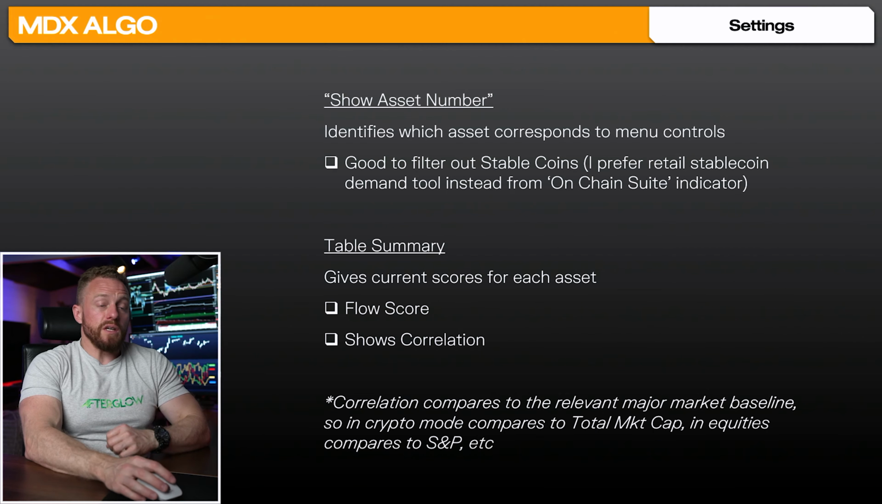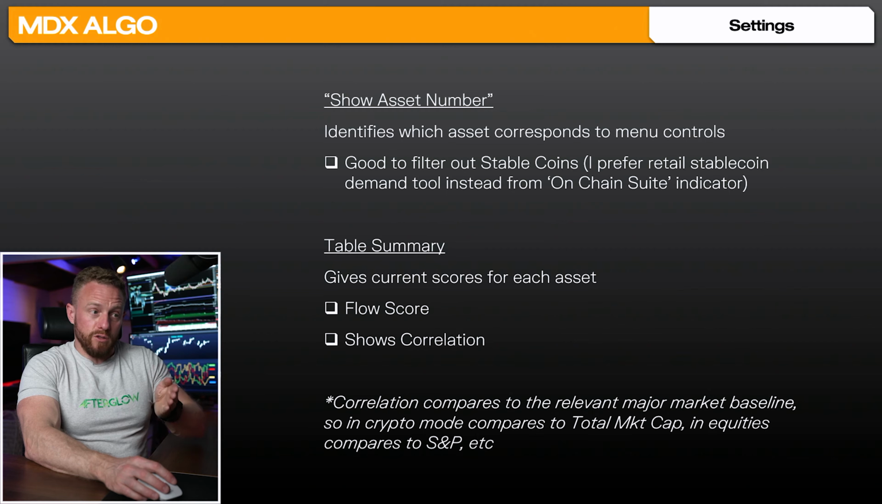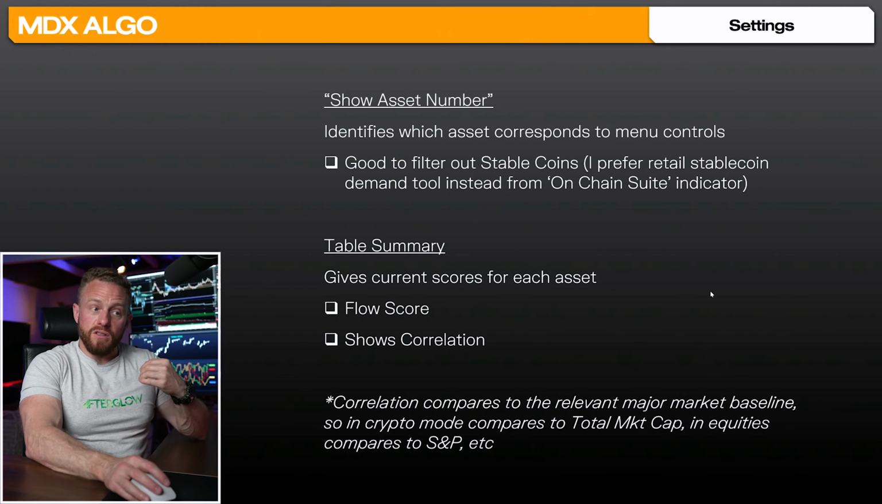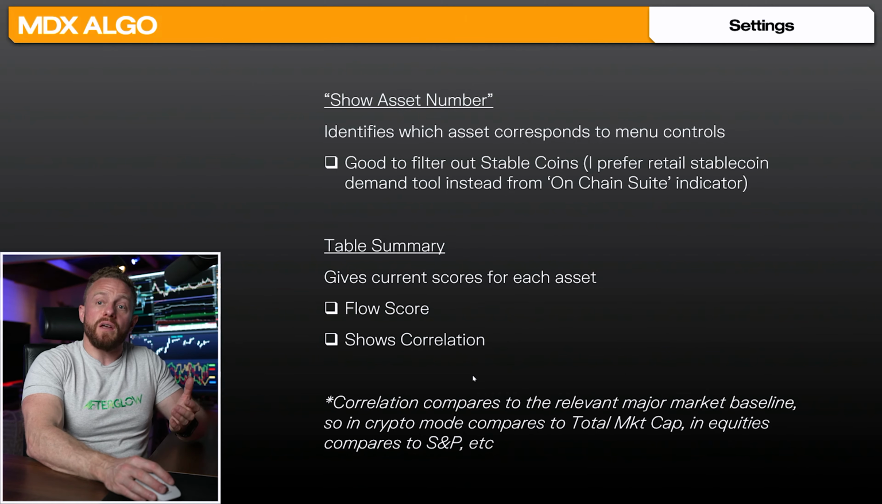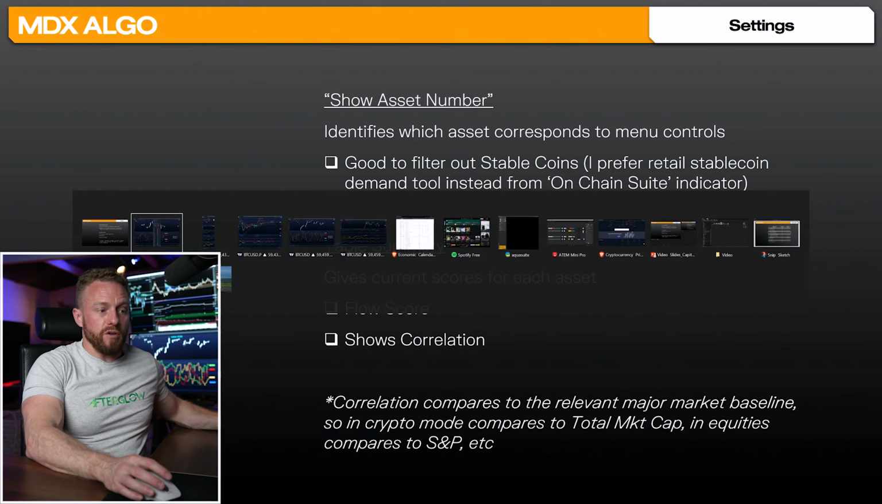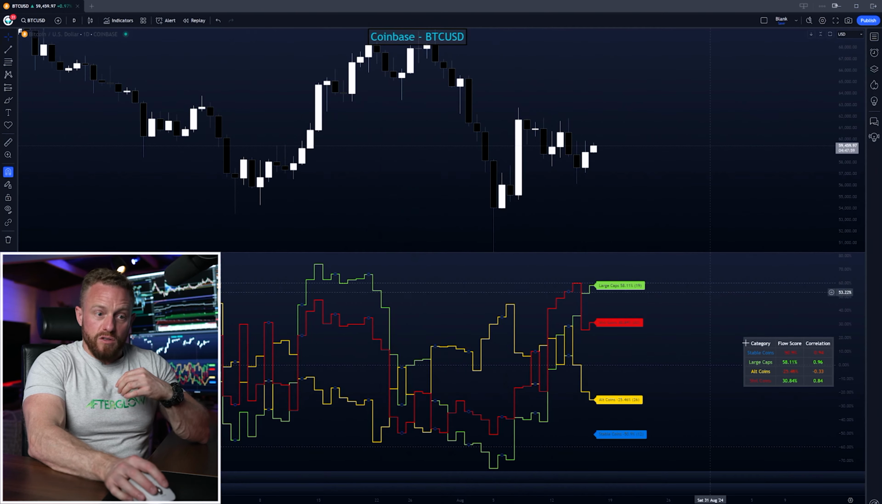The next component is the table, which gives you the actual flow score number and the correlation figure. And the correlation will be comparing to whichever is the major market baseline. So in crypto mode, it will compare each asset to the total market cap, whereas in equities mode, it would compare to the S&P 500. And that feature is this table over here on the right-hand side. It's got all the live flow scores there and all the correlations.